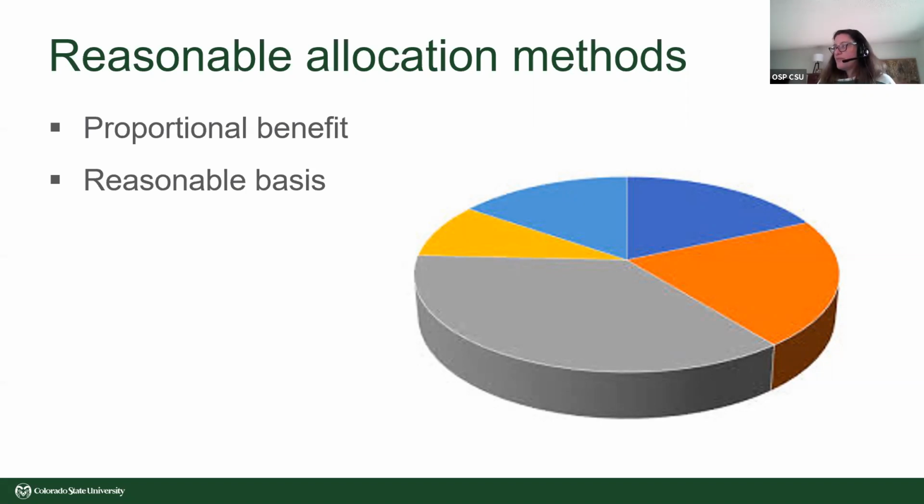So for example, if there's a charge of equipment on a project, if one project is using the equipment for 3 years and one project's using it for 2 years, you might do like a 60-40 split. That's reasonable, and you're going to document that somehow.